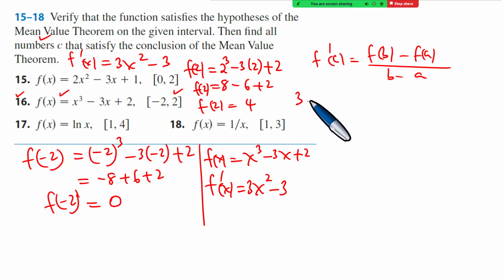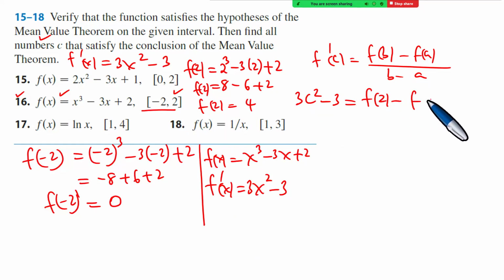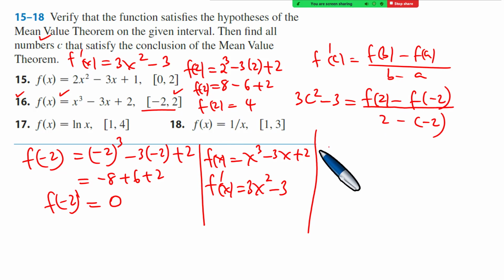So we would have 3c squared minus 3 equals f of b minus f of a over b minus a, which in this case is f of these endpoints: f of 2 minus f of minus 2. So it becomes f of the rightmost endpoint minus f of the leftmost endpoint, divided by the same difference b minus a. And what are we able to achieve here?